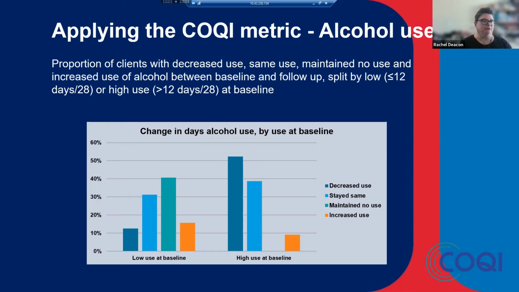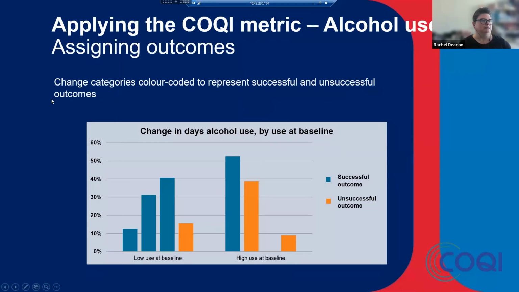Then when we allocate outcomes, this is the same slide, but now we're color coding those outcome categories as to whether they're a successful outcome or an unsuccessful outcome. So for those clients who were in the low use group at baseline, but did not change significantly their days of use, that's assigned a successful outcome. But the same thing in the high use group is an unsuccessful outcome.